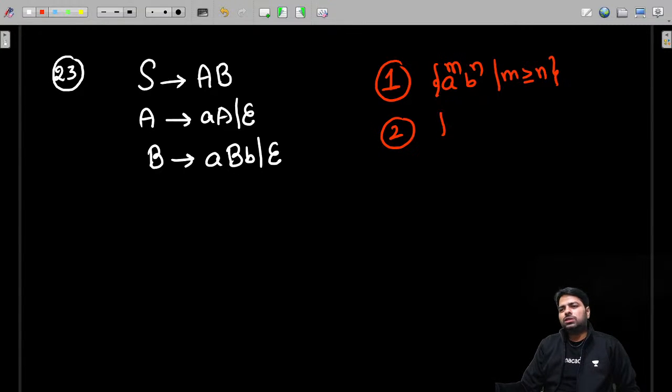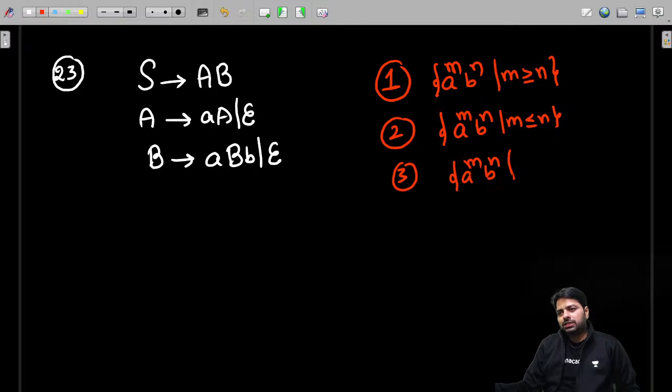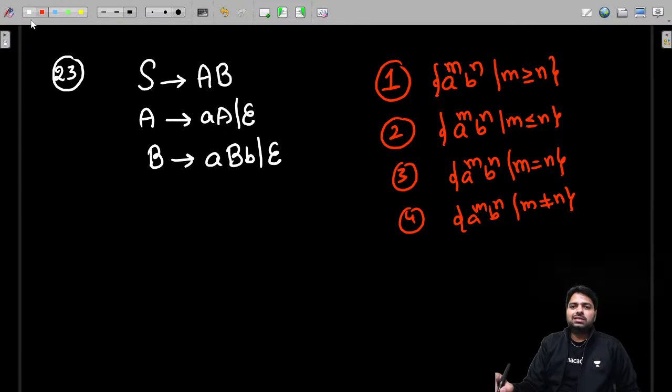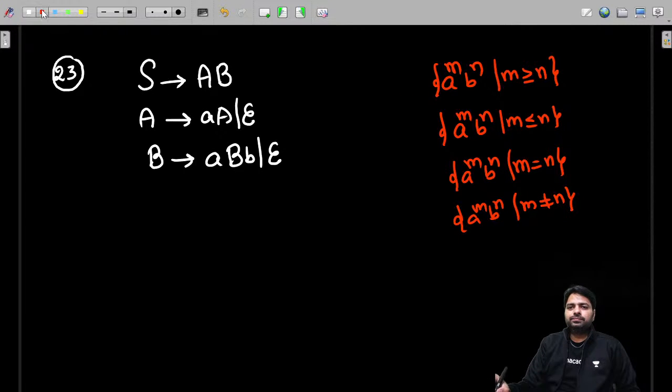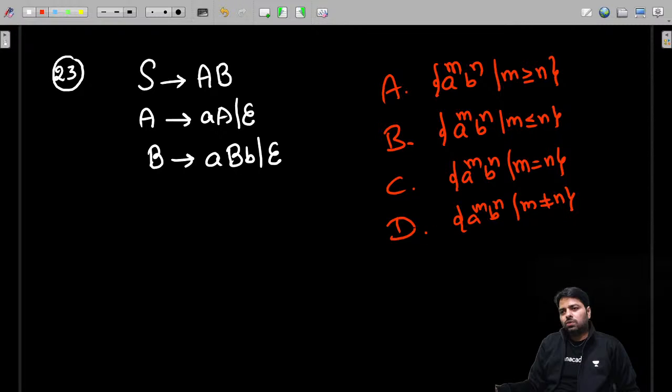And M, N greater than or equal to 0 by default, remember that. 2. M less than or equal to N. 3. A power M, B power N such that M equal to N. 4. A power M, B power N such that M not equal to N. Which is the right answer, guys? You can assume A, B, C, D options. What is the right answer? What is the right answer? Quick.